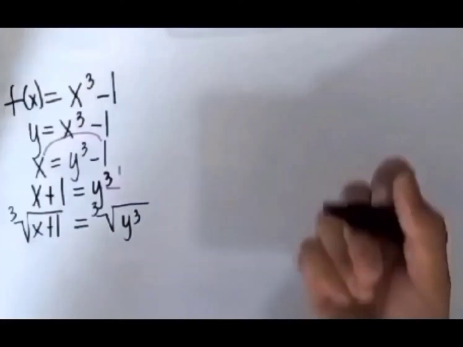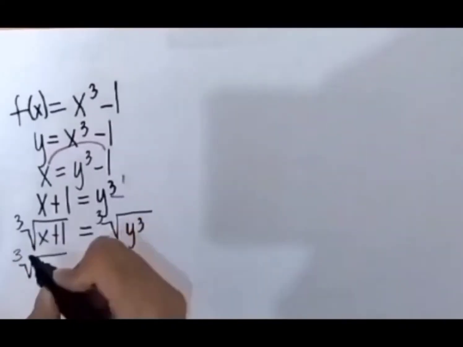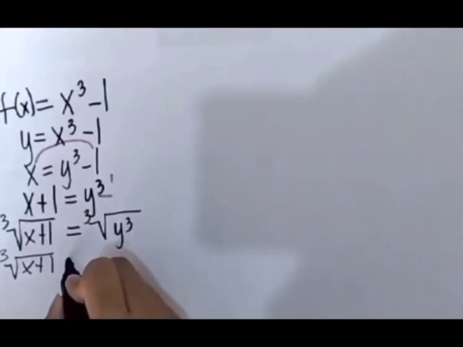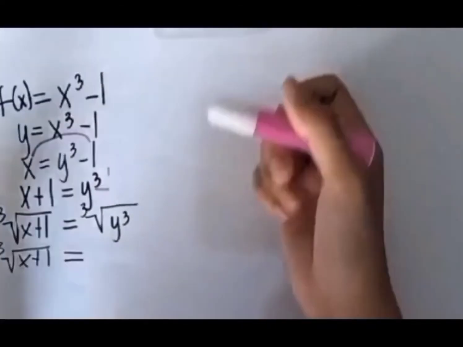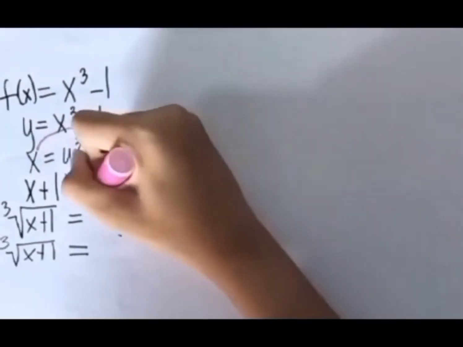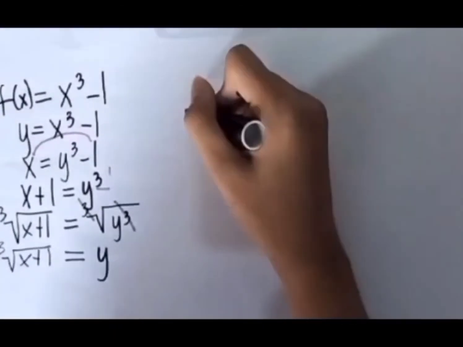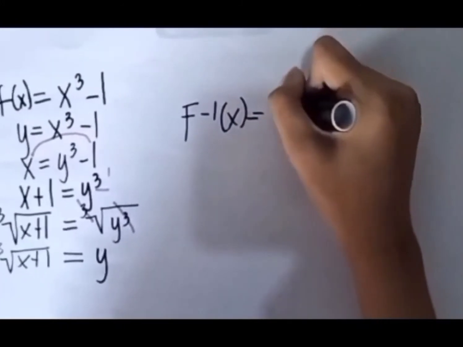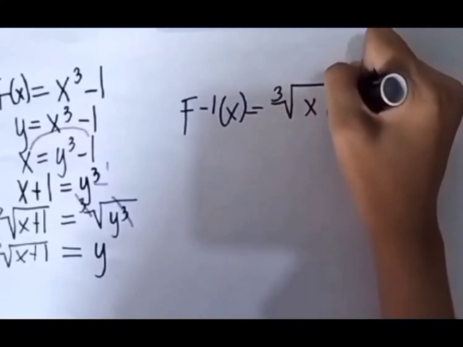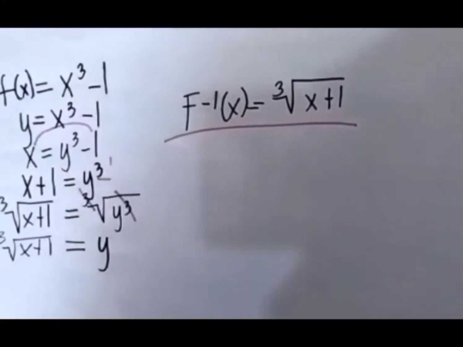So, dito naman, i-bring down lang natin itong cube root of x plus 1 equal. Diba, sabi sa atin ni ma'am, na pag ganito, pwede nating i-cancel. Kaya, ito, kakancel na natin. At ang sagot dito ay y. So, therefore, the inverse function is the cube root of x plus 1. So, ito na po ang ating final answer.